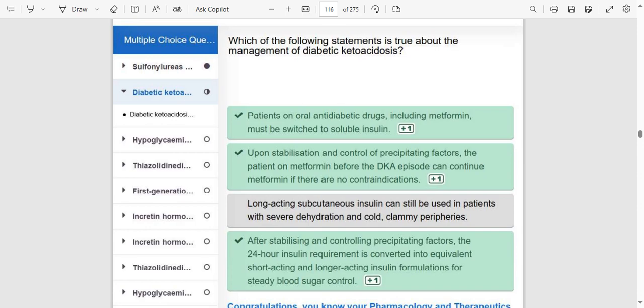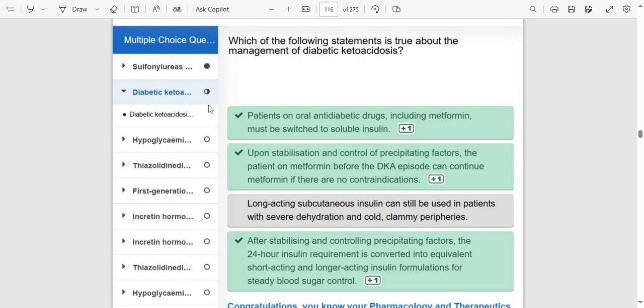Before we even look at these options, I want to ask about the complications of diabetes type 1 and type 2. What are the complications for each? Like the major one, diabetic ketoacidosis, thank you so much. And then type 2, HONK, thank you so much.